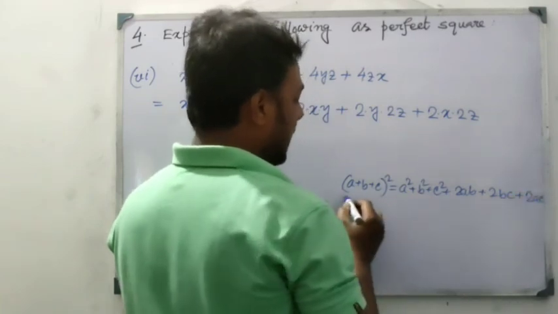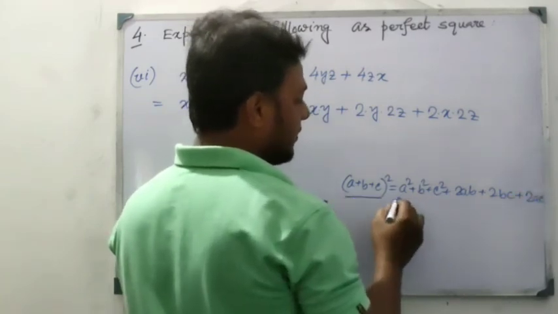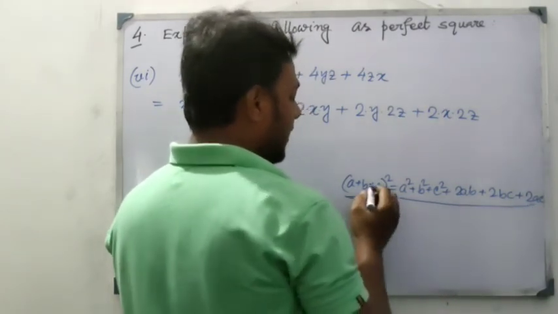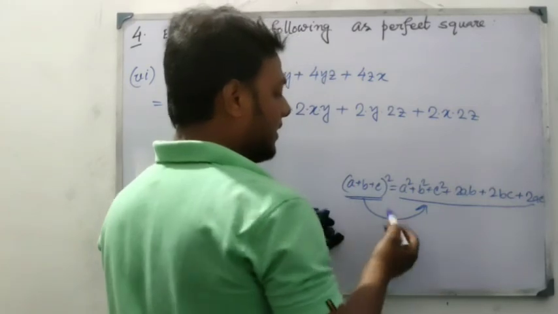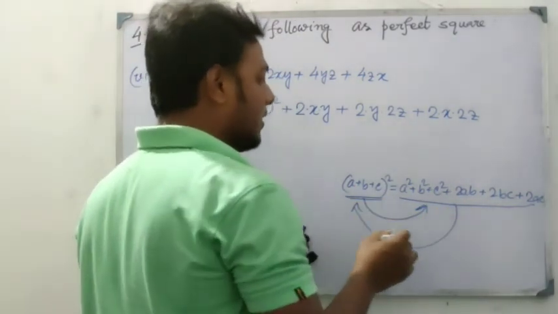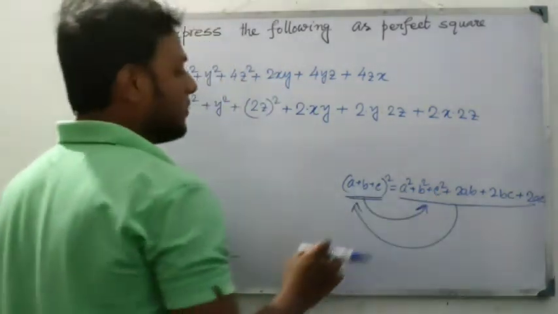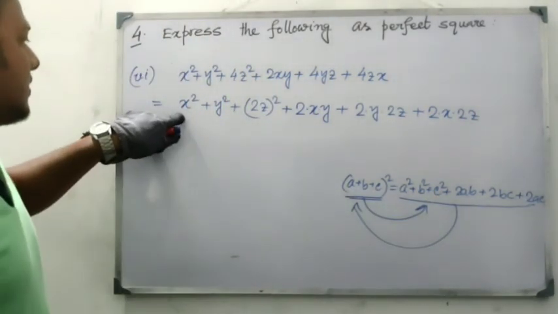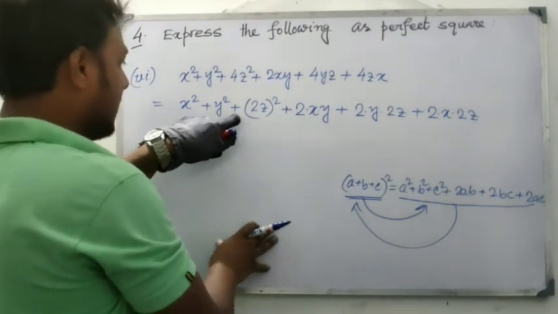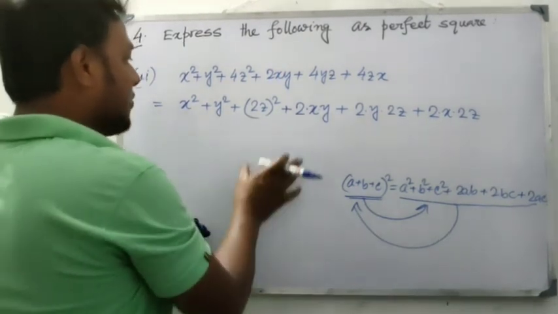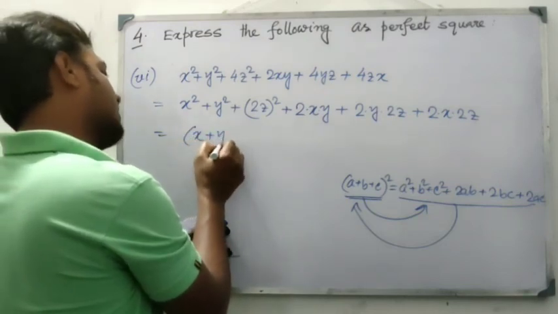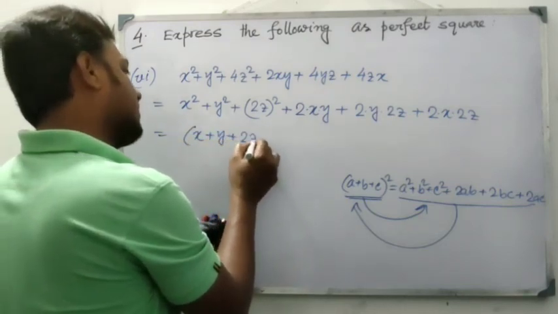So a plus b plus c whole square can be written as this. We can write this side for this side. Since this side and this side are equal, this side can be replaced by a plus b plus c whole square. So just frame it here: a square plus b square plus c square, where c is 2z. So it will become a plus b plus c whole square, that means x plus y plus 2z whole square.